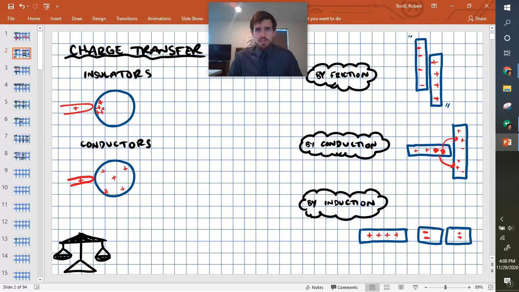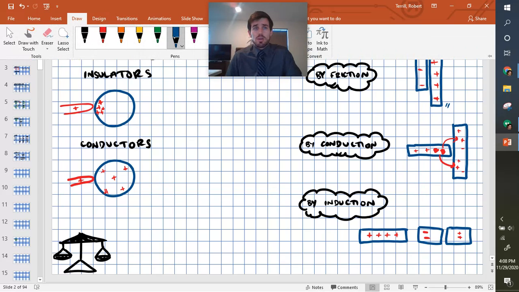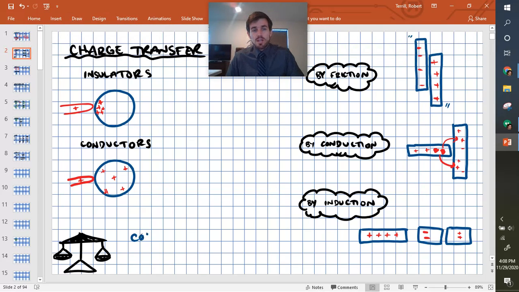So these are the three different methods of charge transfer, but all of them demonstrate one very important principle, both for electrostatics and for our unit going forward, and that is the principle of conservation of charge. The idea that charge cannot be created or destroyed. All that happens is that it moves around.